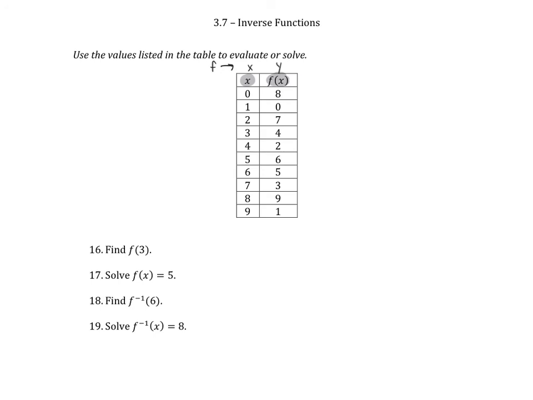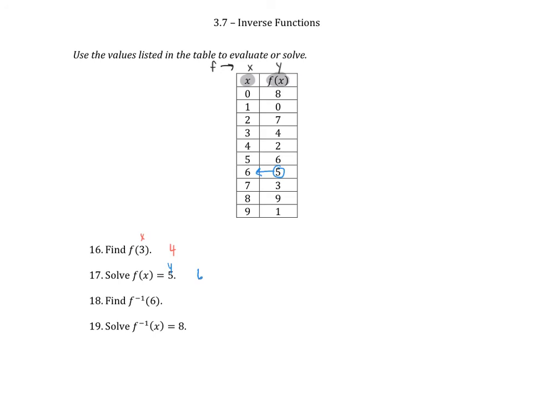So for number 16, find f of 3. So 3 is in the place of x, so I'm going to look in the x column, find 3, and the associated y value is 4. So the answer is 4. For number 17, I've got f of x equals 5. So 5 is in the y spot. So I'm going to go to the y column and find a 5. I'm going to look in the x spot and I'm going to see that's 6. So x is 6.